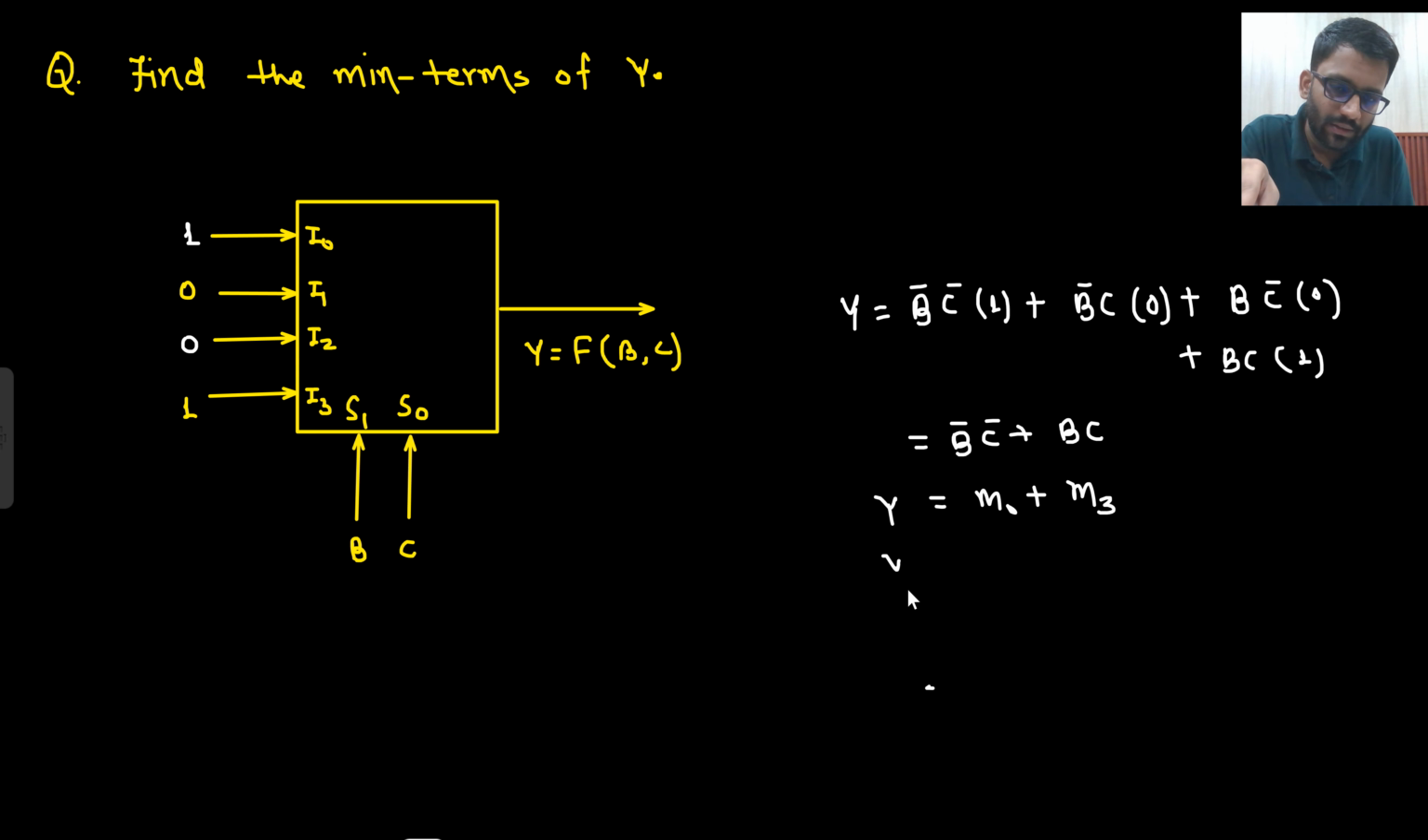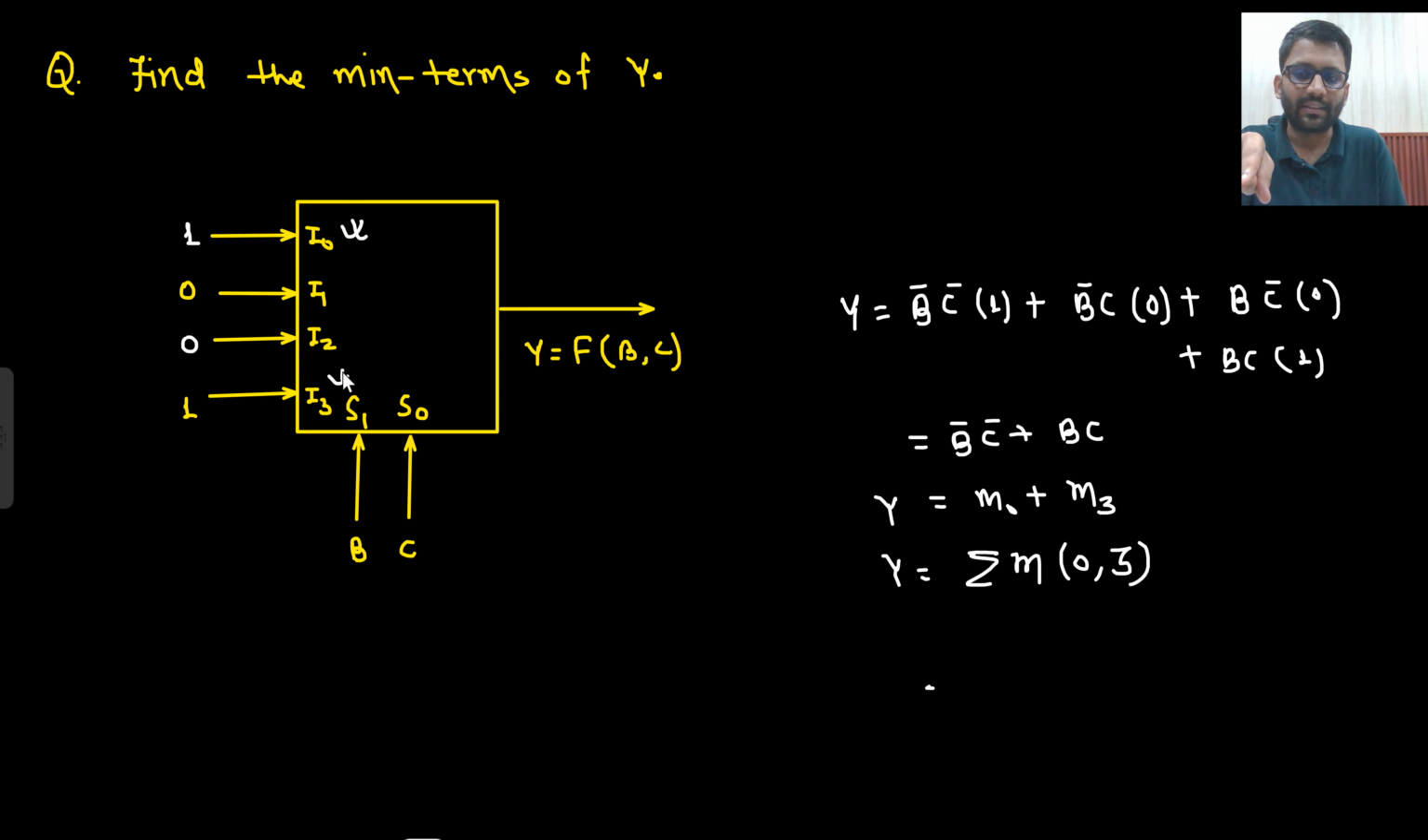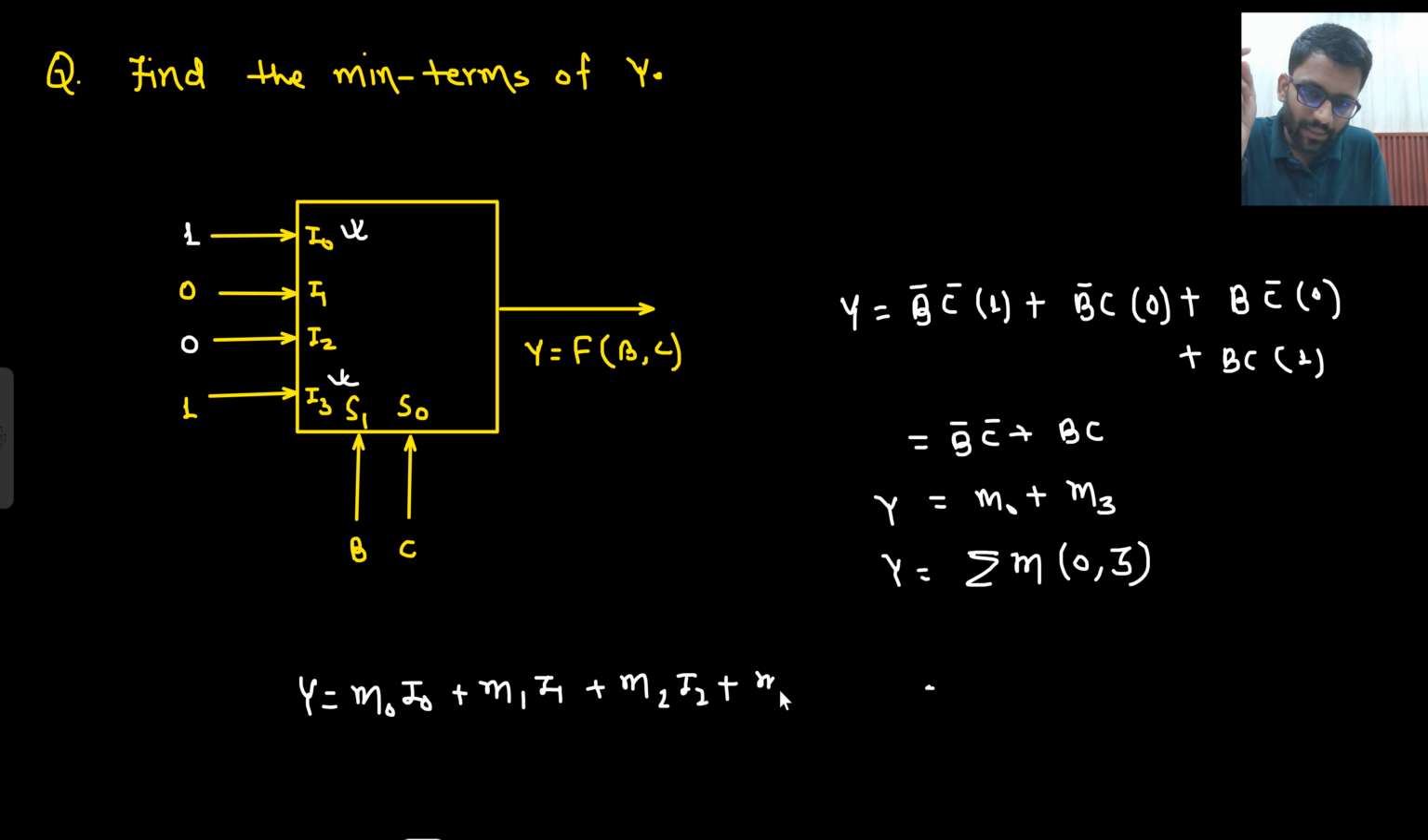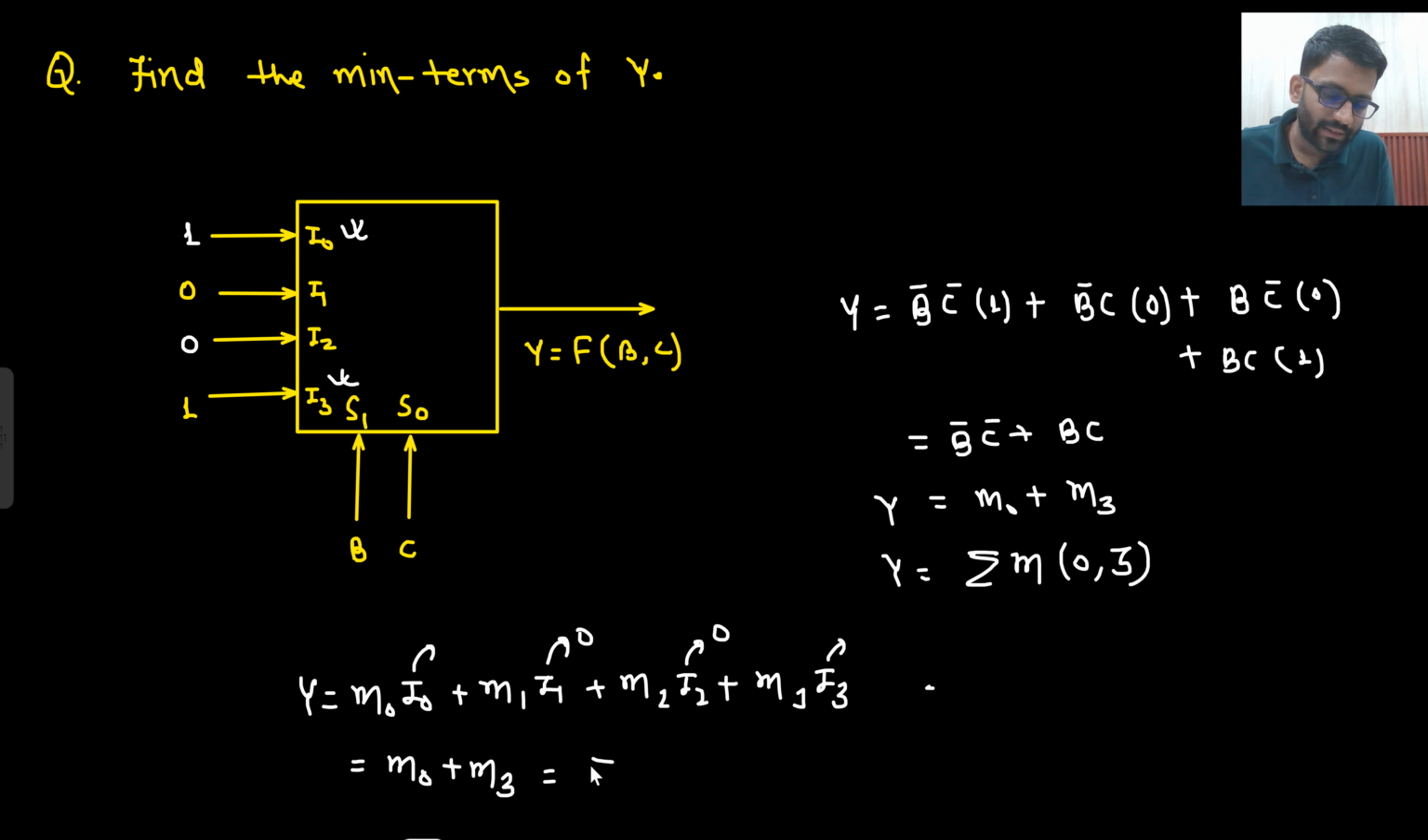So your Y is having 0 and 3. You can directly see I0 is coming and I3 is coming. Why is it so? Because Y can be equal to m0 I0 plus m1 I1 plus m2 I2 plus m3 I3. So this is 0. This is also 0. So in the answer only I0 will come and I3 will come. So in the answer m0 plus m3 will come. In the next lecture we will use it. Somewhere we are going to use it.